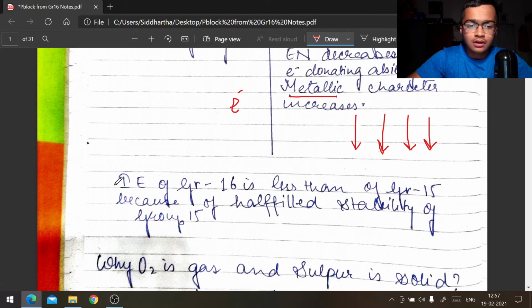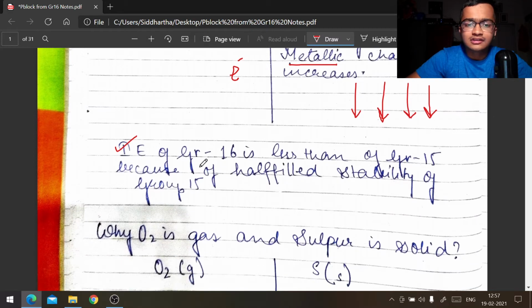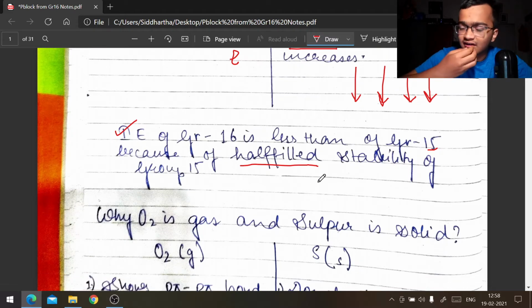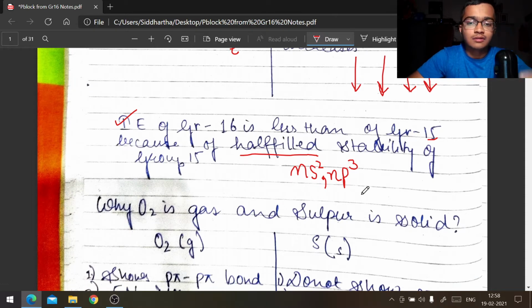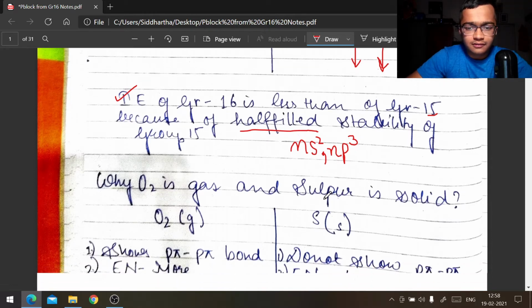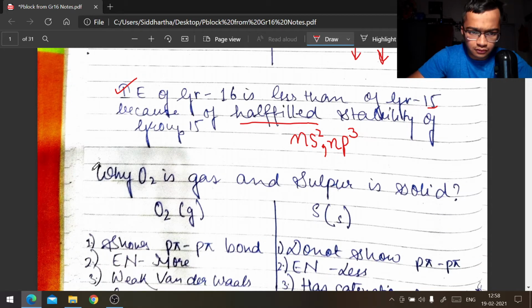Now here is a note: the ionization enthalpy of group 16 elements is less than that of group 15 elements because of the half-filled stability of group 15 elements. I have mentioned it earlier, because in group 15 the configuration is ns2 np3, which is a half-filled p orbital, which is comparatively more stable than not-filled orbitals, according to Hund's rule.